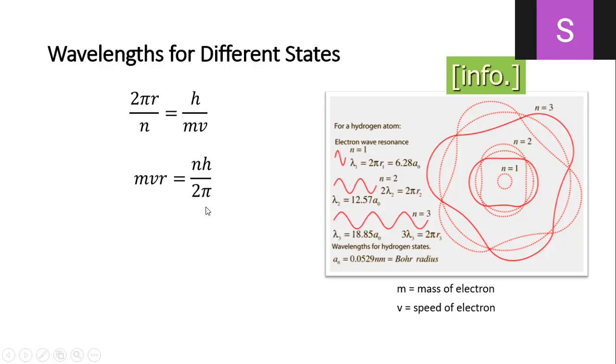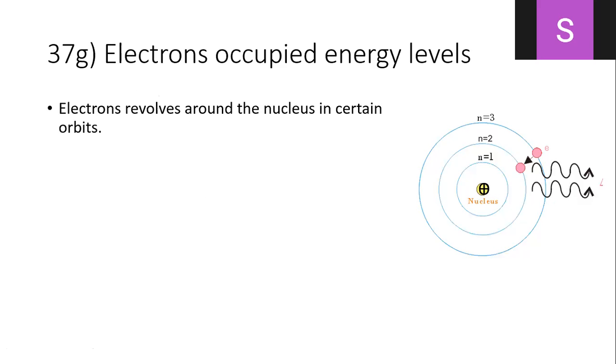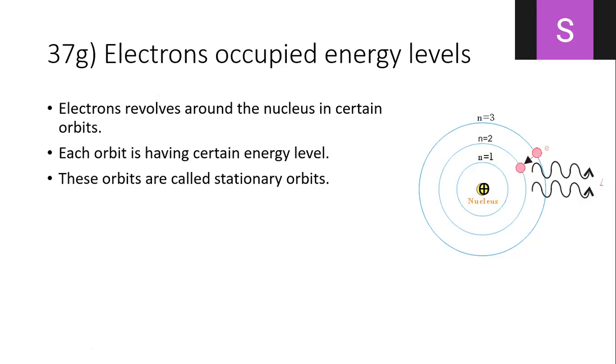It gives you the basis that the electron can be in a particular energy level if it is in a stationary state. That means it forms a standing wave there. Electrons revolve around the nucleus in certain orbits. Each orbit has a certain energy level. These orbits are called stationary orbits, or energy levels.